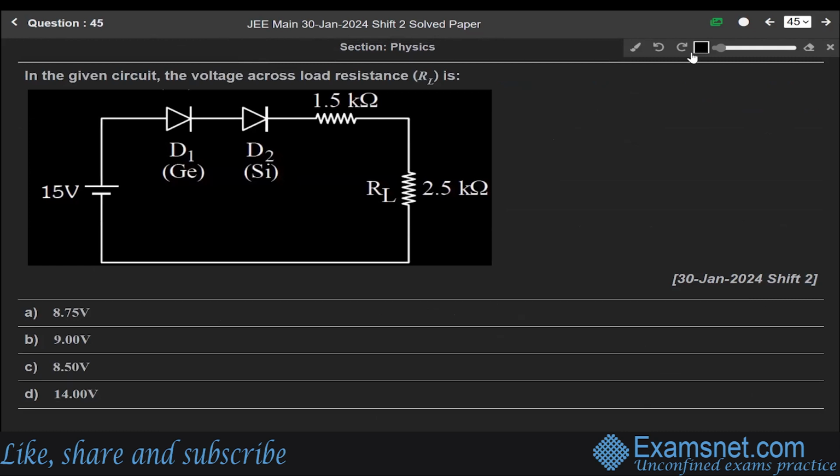In the given circuit, the voltage across load resistance RL will be. This question is from the chapter of current electricity.